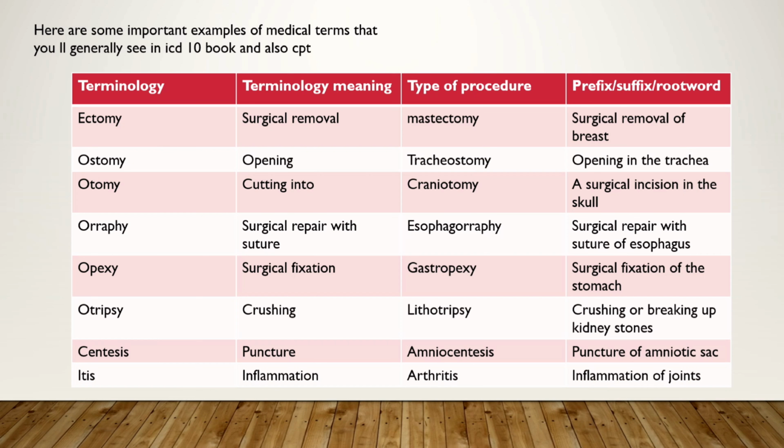The term ectomy. Ectomy means surgical removal. The example is mastectomy. It means surgical removal of the breast. And next, ostomy. Ostomy means opening. The example is tracheostomy and it means opening in the trachea. Like this, there are many examples of medical terms and I'll post all of them in the description.